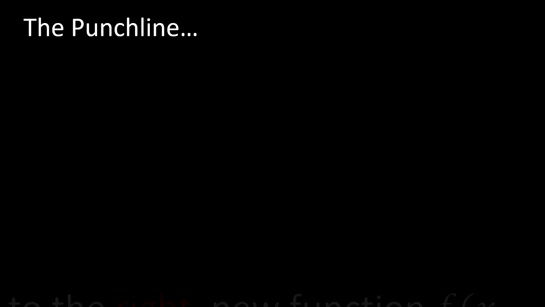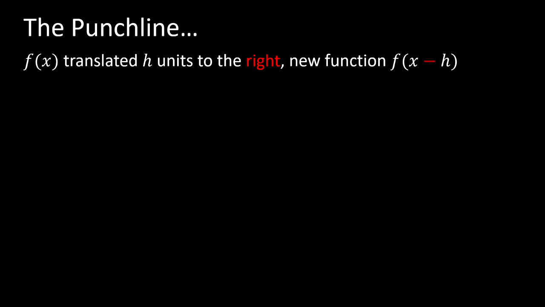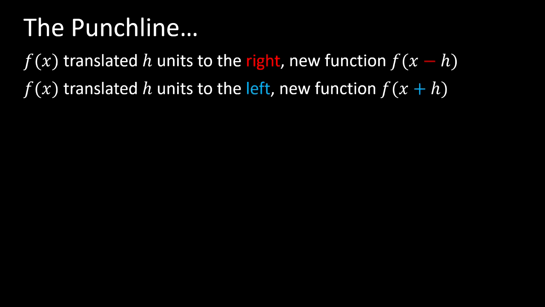When we have a function that we translate h units to the right, the new function will be f of x minus h. When we have a function f that we translate h units to the left, the new function will be f of x plus h. This way of thinking about it assumes that h is greater than 0, or that h is a positive number.